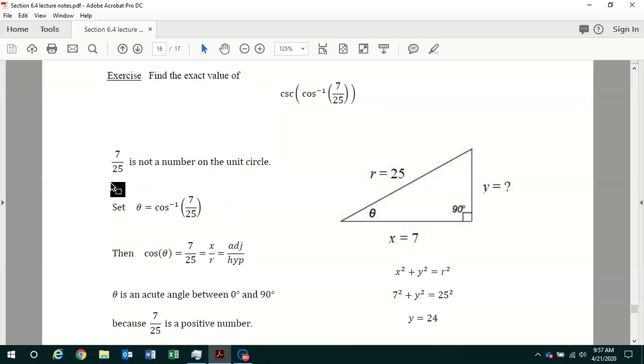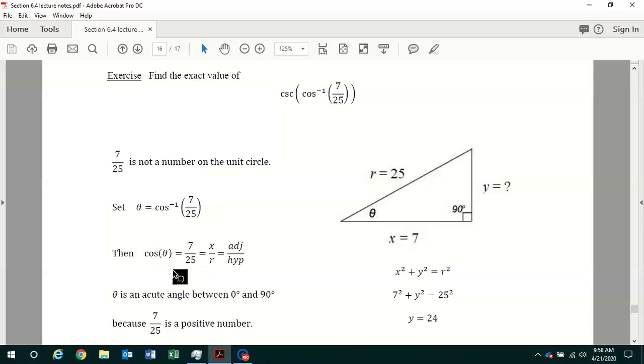Well, immediately we recognize that 7/25 is not a number on the unit circle. So we're going to have to take a different approach to finding the exact value of this composite. So the inverse cosine of 7/25 is equal to some angle between 0 degrees and 180 degrees. So we're going to set the angle theta equal to the inverse cosine of 7/25. So from page 9 of your note packet, that means the cosine of the angle theta has to equal 7/25.